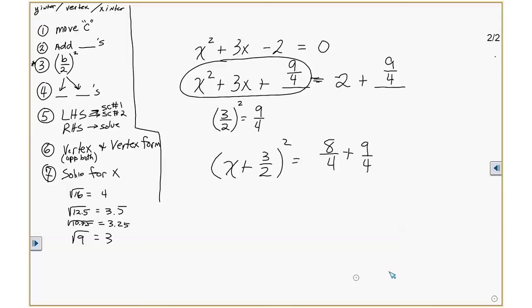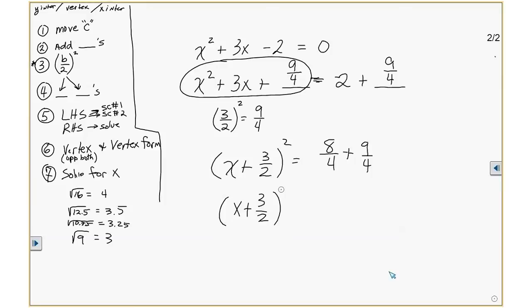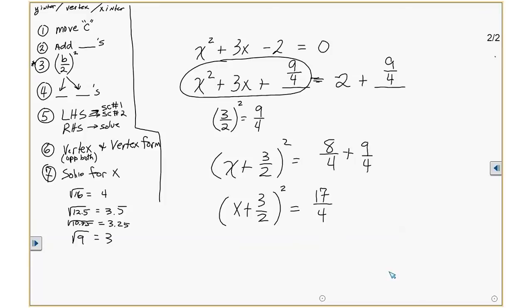And class asked, where does the 8 fourths come from? You got to add fractions, you got to have a common denominator. And that's why people don't do it. That and having to find the square root in the head. So x plus 3 halves, quantity squared, is equal to 17 what? Fourths. Write your vertex down. Now, if you want to change it to a mixed number for your plotting points, that's fine. So it'd be 1.5, comma, 4 and 1/4, 4.25.